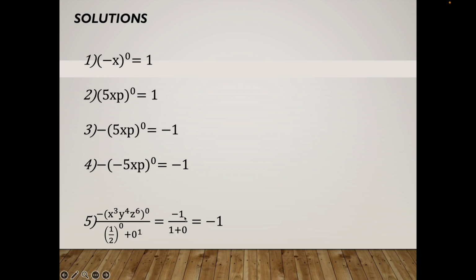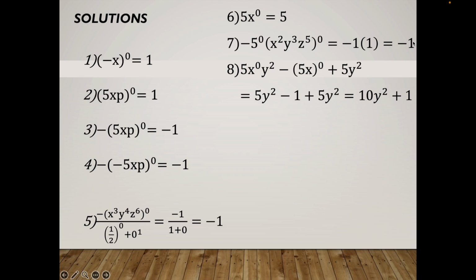So in the end, I actually have negative 1 divided by 1, which is just equal to negative 1. For question 6, you have 5 times x to the 0, which is just 5 times 1, so the answer is 5. For question 7, you have a negative 5 to the 0, so this becomes negative 1. And then everything in brackets here is to the power of 0, so it's also 1. So now I have negative 1 times 1, which is just negative 1.